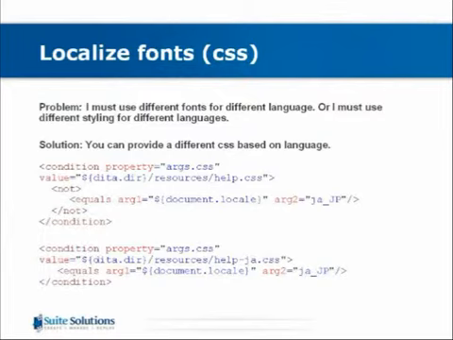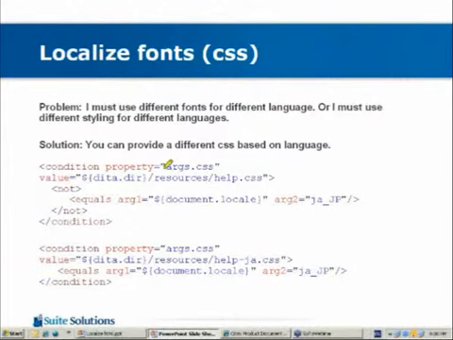How do I localize fonts? In PDF, there's a mechanism for it. Built into the OT for languages, there's no way that you can add your own CSS. But let's say you want to have different CSS per language, either for fonts or for styling. You can make a property, and you can conditionalize the property for CSS. The property for CSS is args.css, and you can conditionalize it.